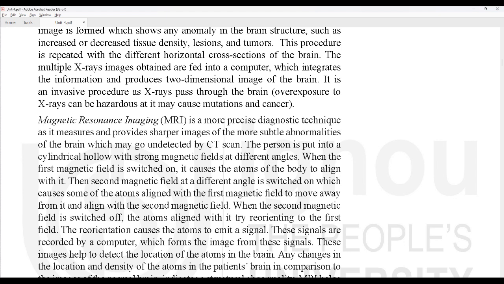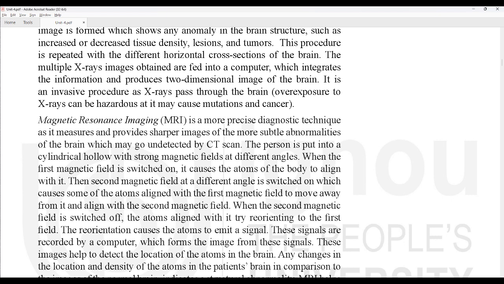Overexposure to X-rays can be hazardous as it may cause mutations and cancer. Magnetic resonance imaging, MRI, is a more precise diagnostic technique as it measures and provides sharper images of the more subtle abnormalities of the brain which may go undetected by CT scan.